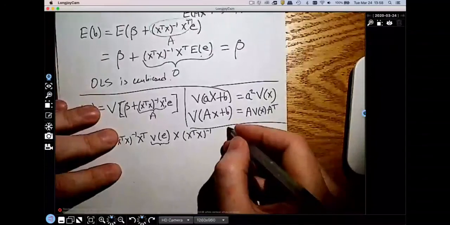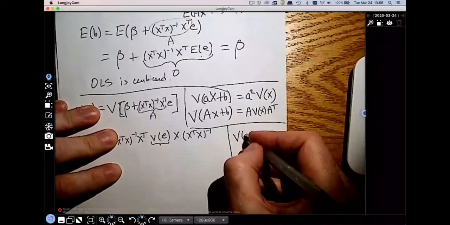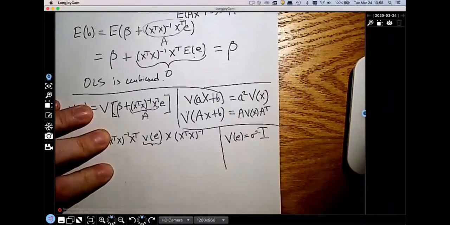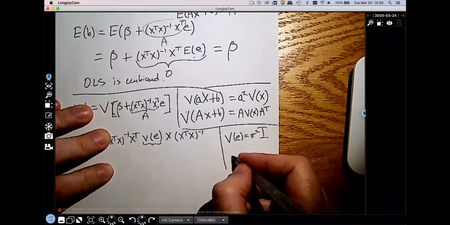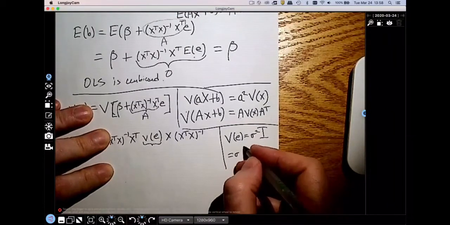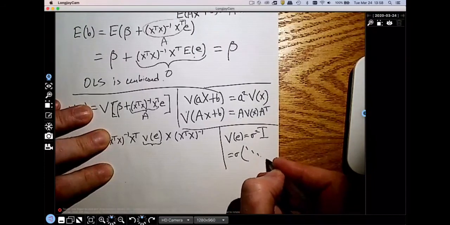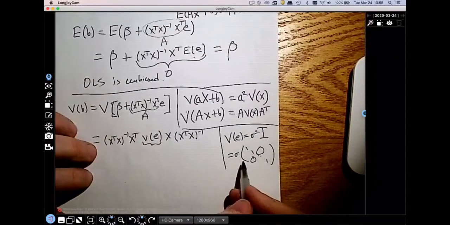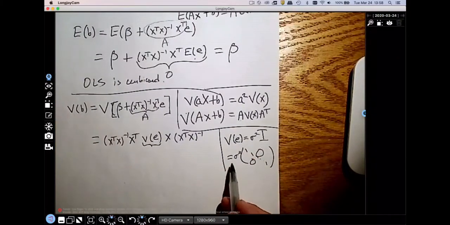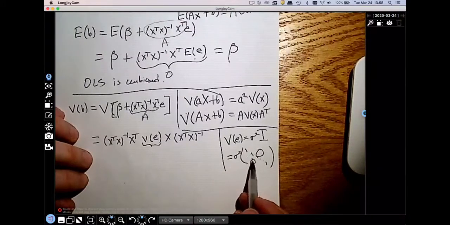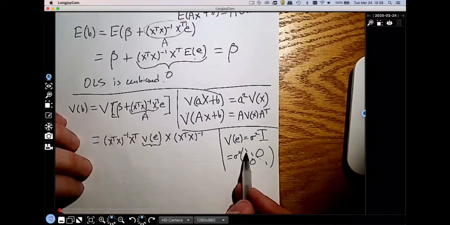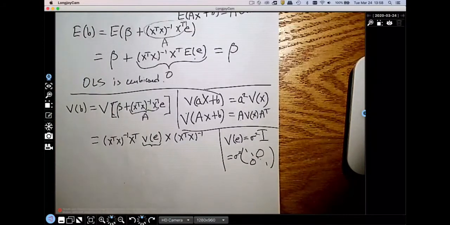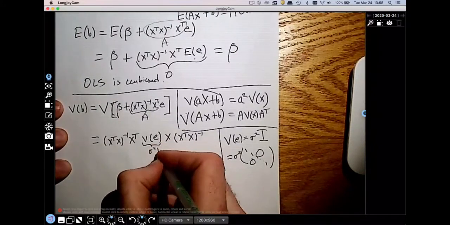So let me write this another way. The variance of E is sigma squared, which is a constant, times the identity matrix. So the identity matrix, you'll remember, looks something like this. So we could say this is sigma squared times 1, 1, 1, dot, dot, dot, 1, and you have a bunch of zeros in the off diagonal. So this is a very compact way of saying the variance of any single observation is just sigma squared, and at the same time, the covariance between any two observations is 0. That's all that off diagonal zeros there. So this is sigma squared times I.